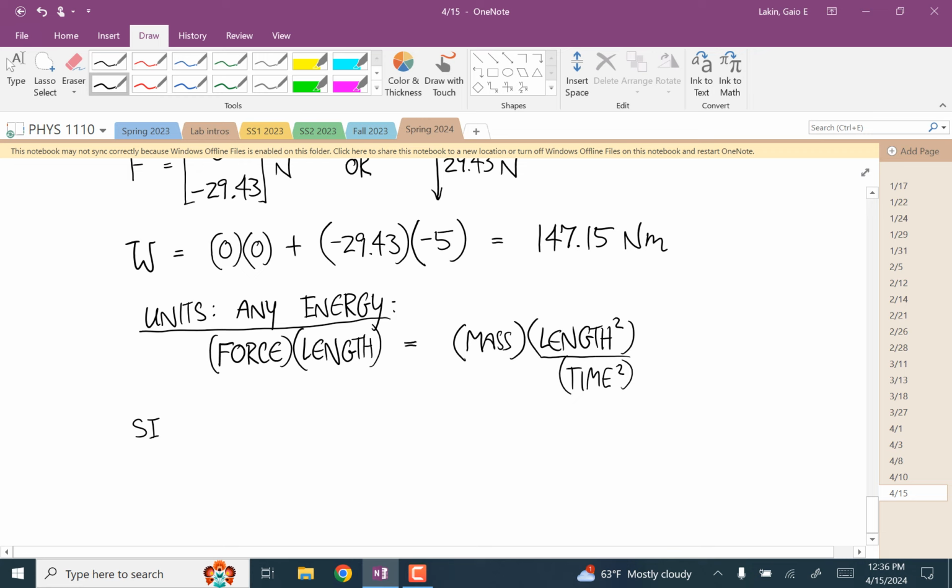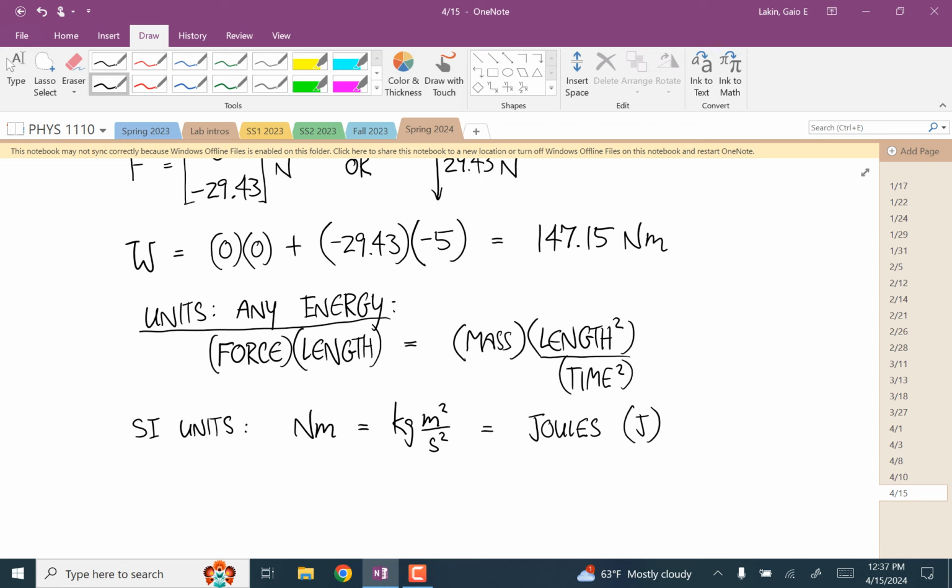So for SI units, that is newtons times meters, which is the same thing as kilogram meters squared per second squared. And we give that its own name, which is joules. And we'll denote that with a capital J. So what that says is that 147.15 newton meters, you can also write as 147.15 joules.